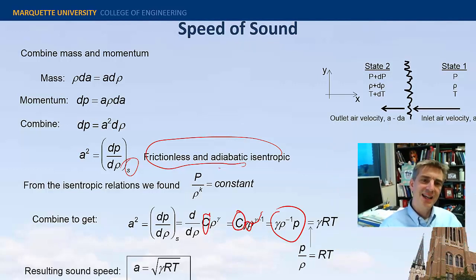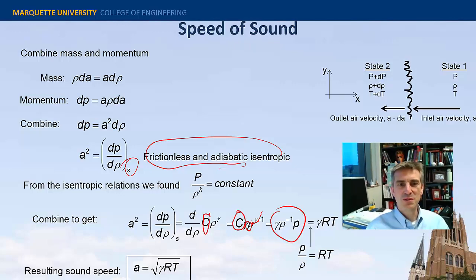And so finally, I get this resulting sound speed after all of this as being A is equal to the square root of gamma RT. Very famous relationship. A is equal to the square root of the ratio of specific heats times gas constant times T. Great. So we can use that moving forward.